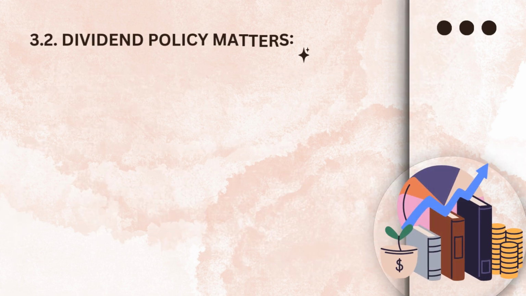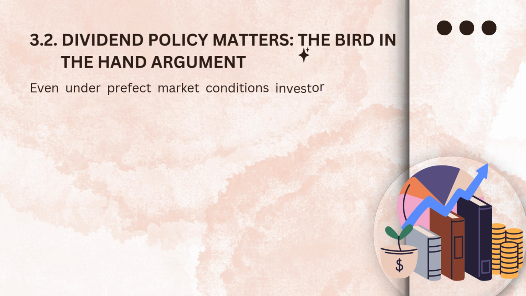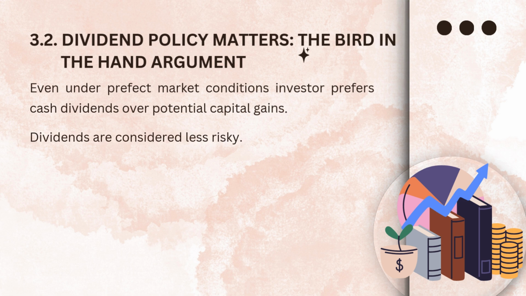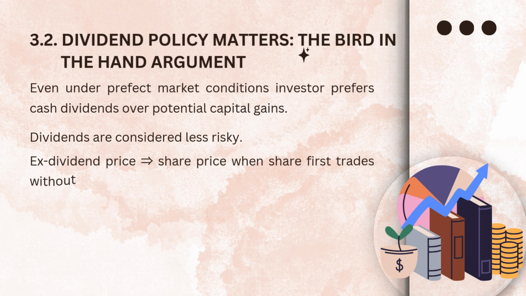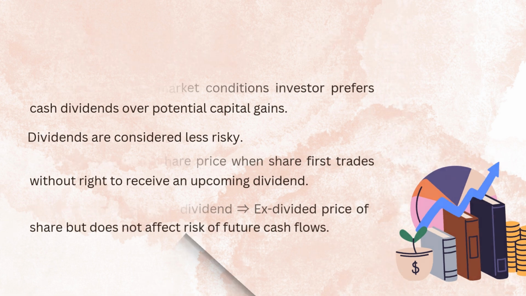3.2 Dividend policy matters: the bird in the hand argument. Even under perfect market conditions, investors prefer cash dividends over potential capital gains. Dividends are considered less risky. Ex-dividend price: the share price when the share first trades without the right to receive an upcoming dividend. Paying a dividend reduces the ex-dividend price of the share but does not affect the risk of future cash flows.